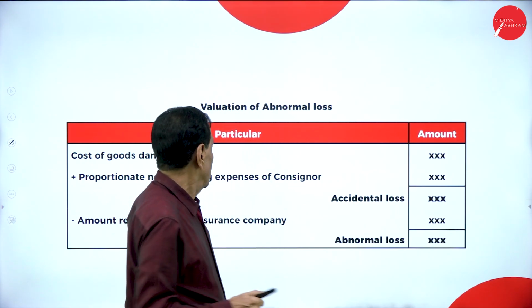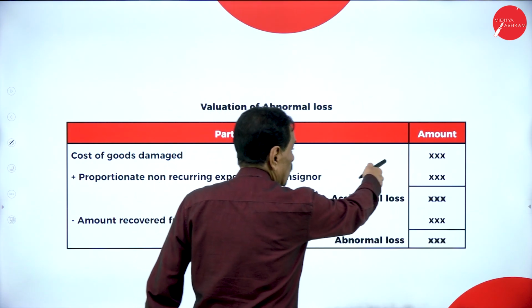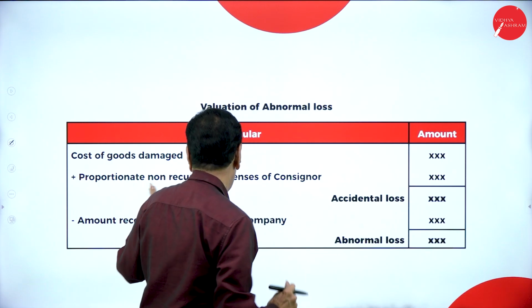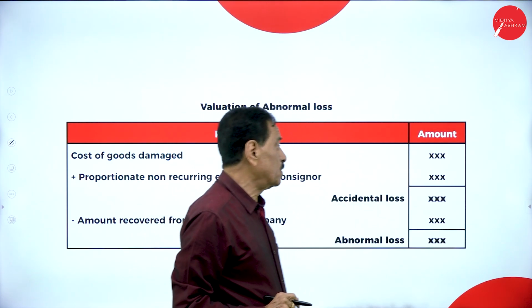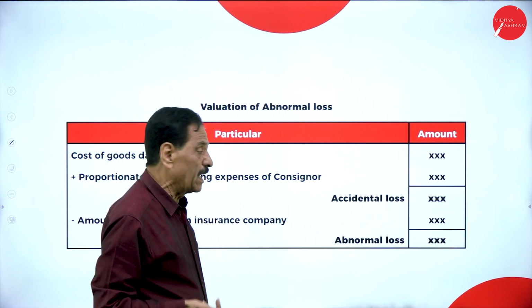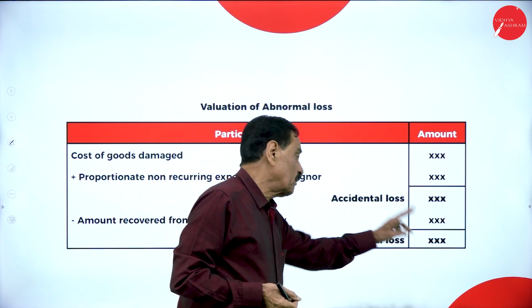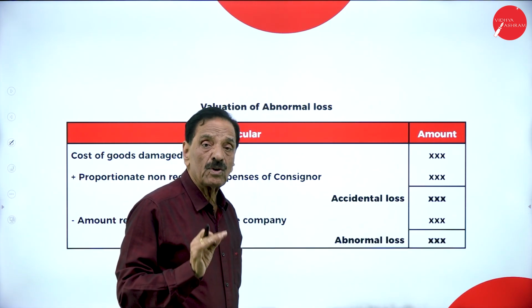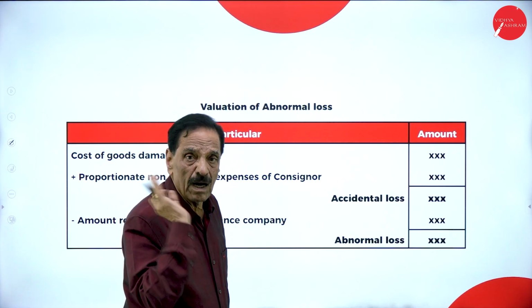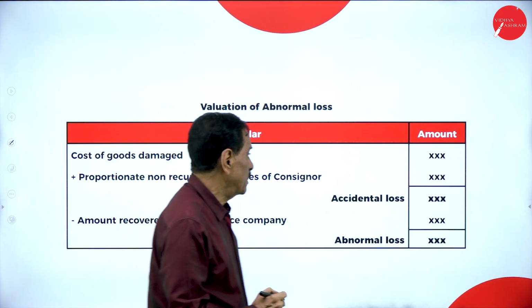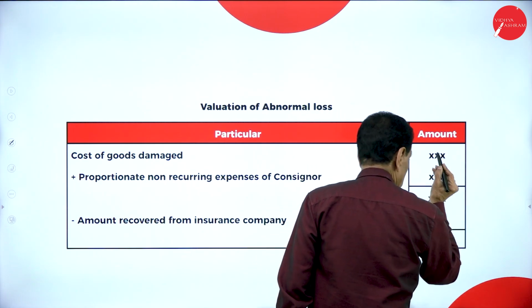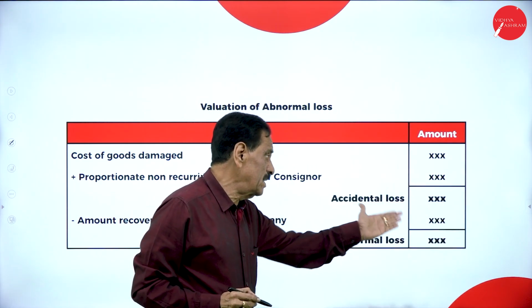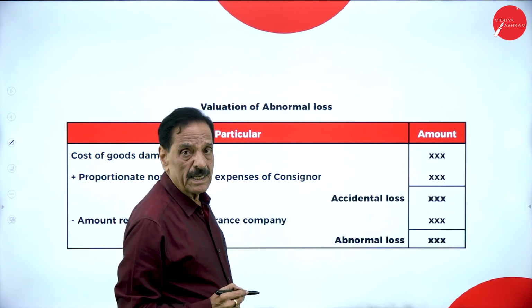Assume that cost of the damaged goods is about 10,000 and proportionate expense of the consignor is about 2,000. 10 plus 2 is 12,000 total accidental loss. But we recover only 8,000 from the insurance company. So 4,000 is called abnormal loss. By chance goods damaged is 12,000, so 10 plus 2, 12,000. Amount recovered from insurance company is 8,000.